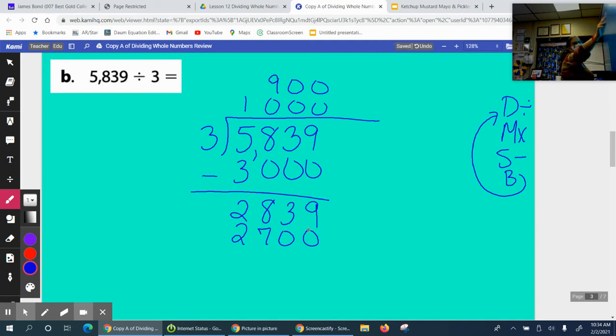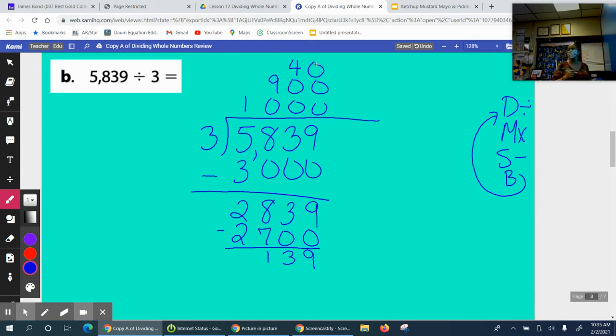Now I need to subtract. 9 minus 0, 9. 3 minus 0, 3. 8 minus 7, 1. All right, back to the beginning. How many 3's are in 1? Can't do that. How many 3's are in 13? 4. All right. So 13 is in the tens place, so I need 40.